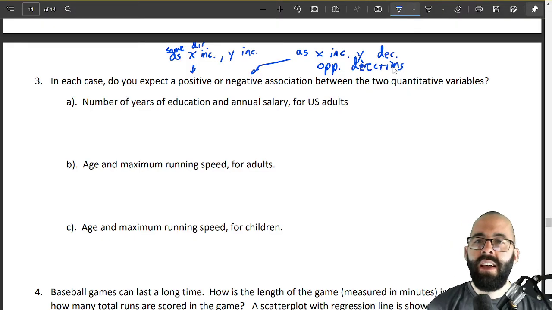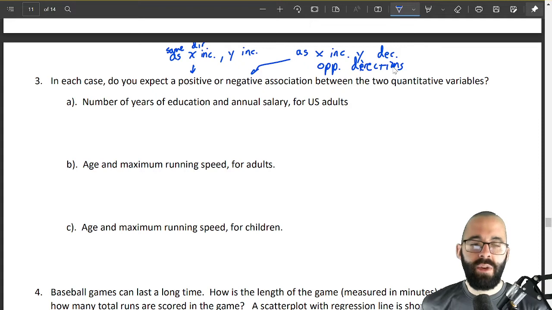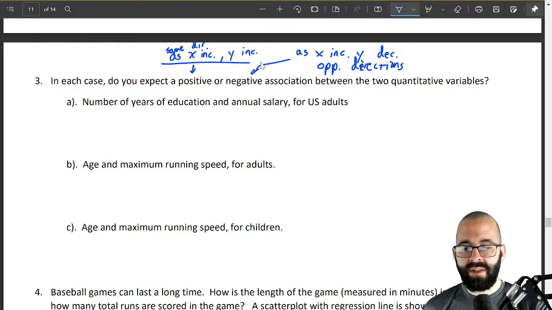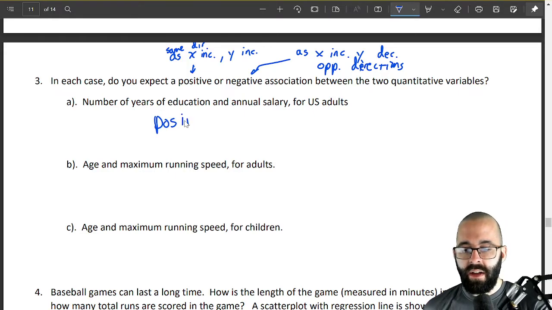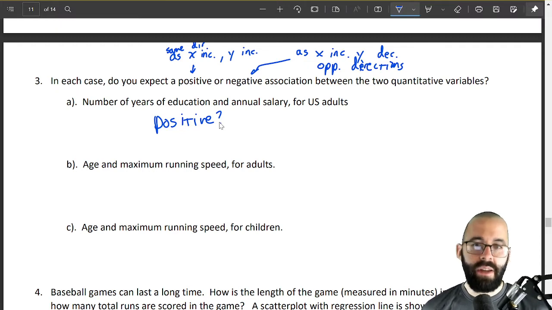Number of years in education and annual salary. Does more education correlate to a higher salary for US adults? Or does more education correlate to a lower salary for US adults? If they both go in the same way, that's positive. Opposite ways is negative. Well, the more years in education you have on average, the more money you're going to make. There's a positive correlation here. How strong is it? I don't know. We'd have to look at some data. There's definitely positive correlation.